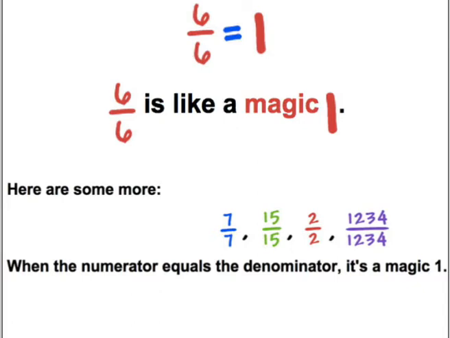Here are some more. 7 over 7, 15 over 15, 2 over 2, 1,234 over 1,234. Whenever the number in the top of your fraction is the same as the number in the bottom of your fraction, it's always going to equal 1.